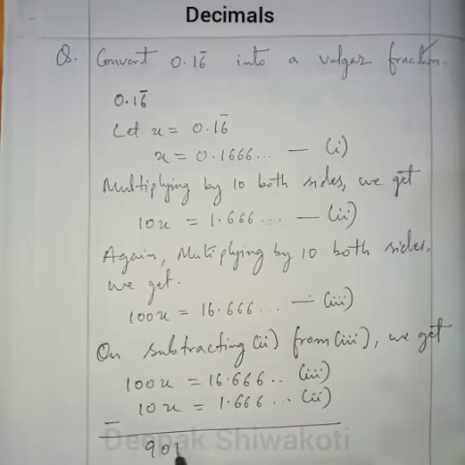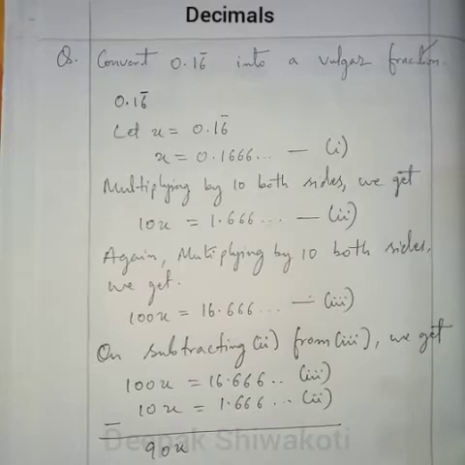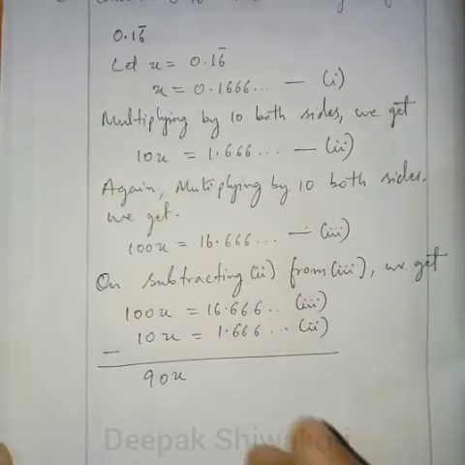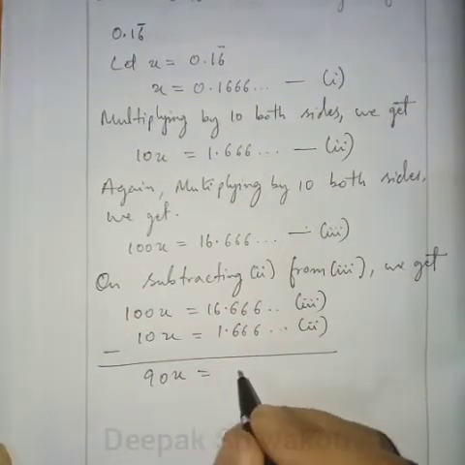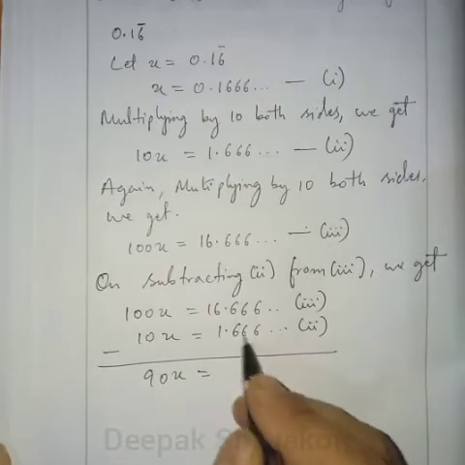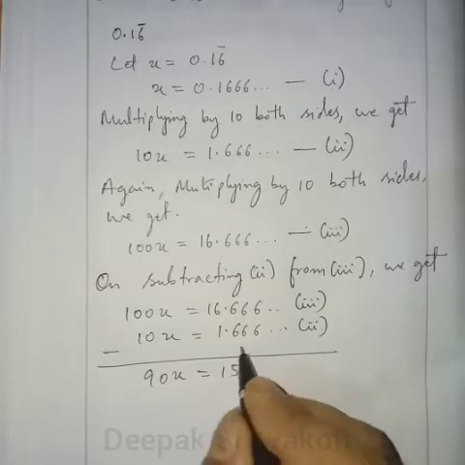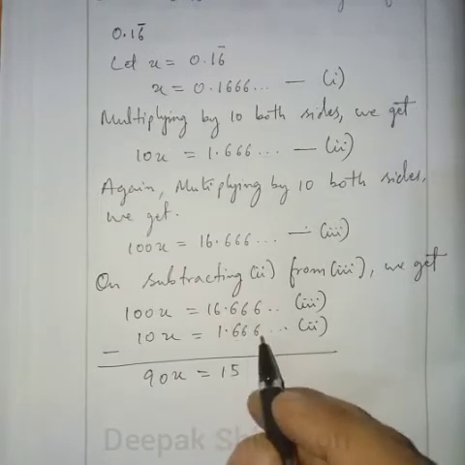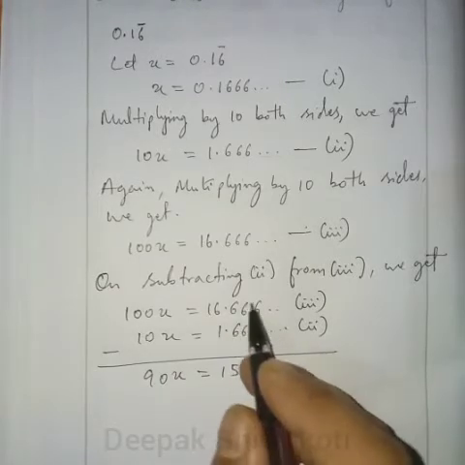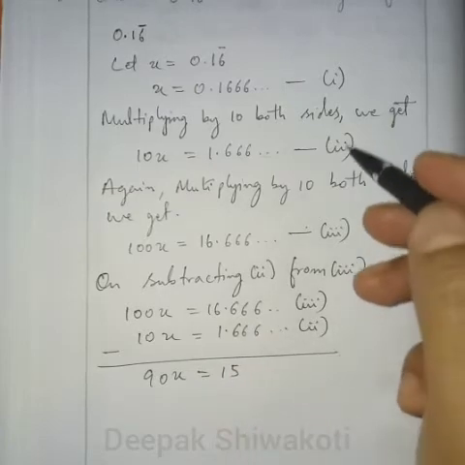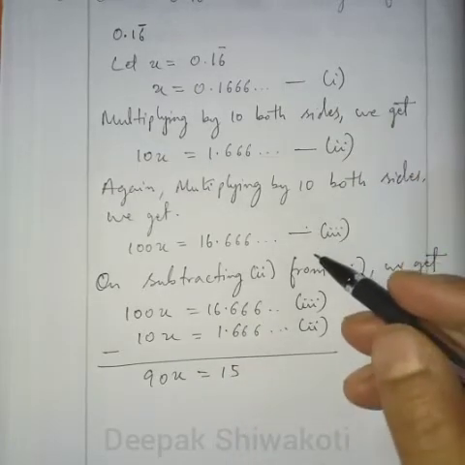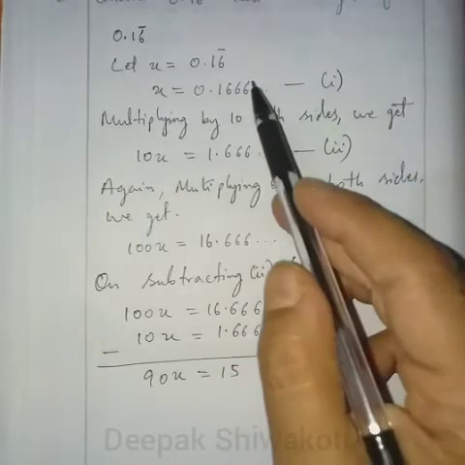So when we subtract, what we get here? 90x, isn't it? And this side you are going to get how much? This part is 0, and 16 minus 1 is 15. Okay, so this part is removed now. So we were trying to remove this part only. While doing all these steps, what was our ambition? To remove this decimal part.